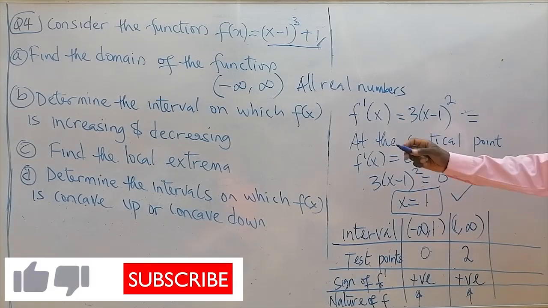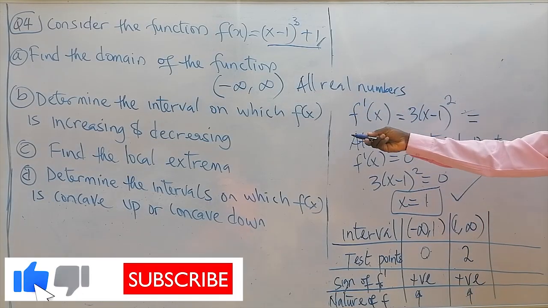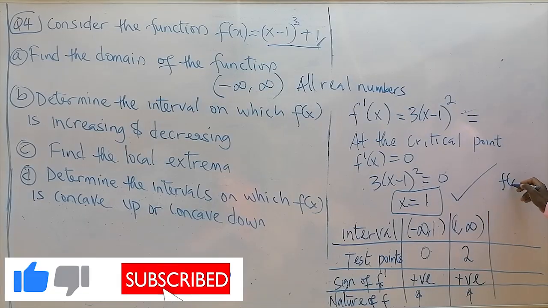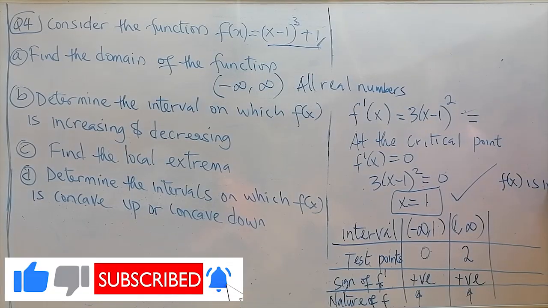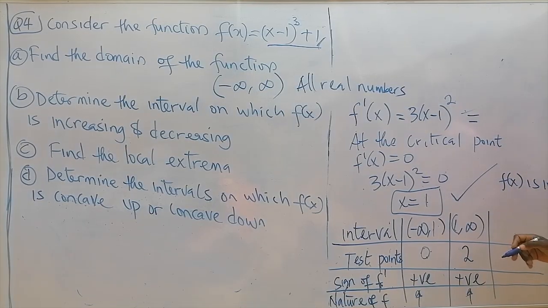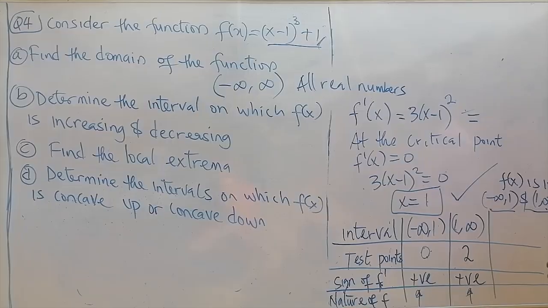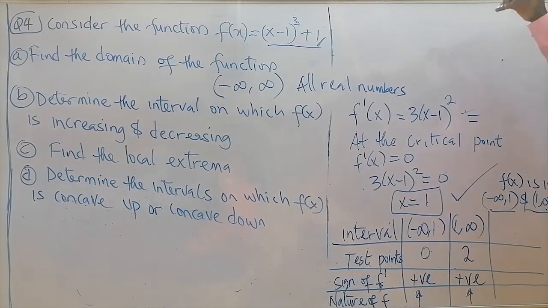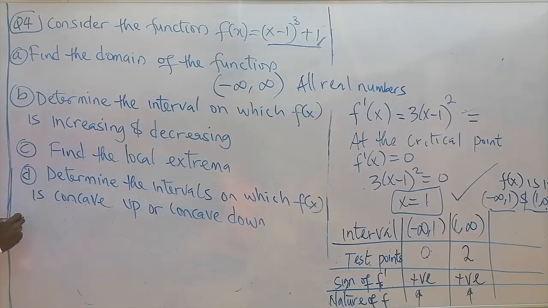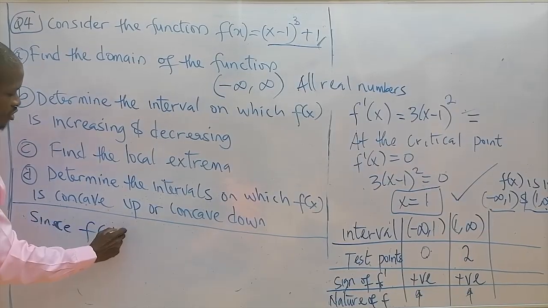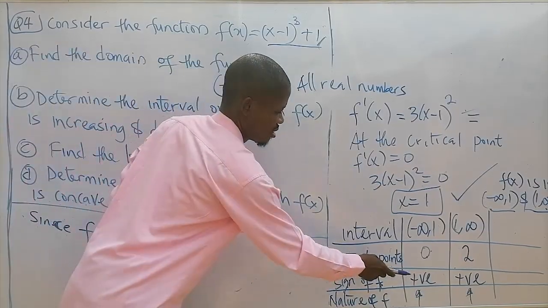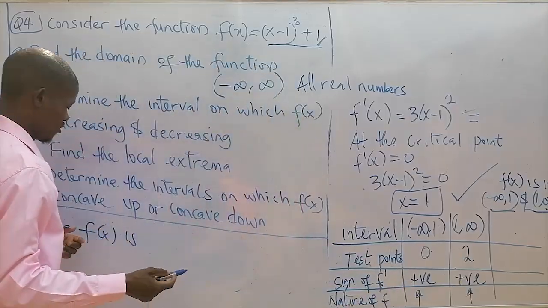So we can now go back and answer the question: f of x is increasing on what? On these two intervals, here and here. So that answers that question. Then find the local extrema. For the C part, since the sign is not changing, you can see it is positive, positive.